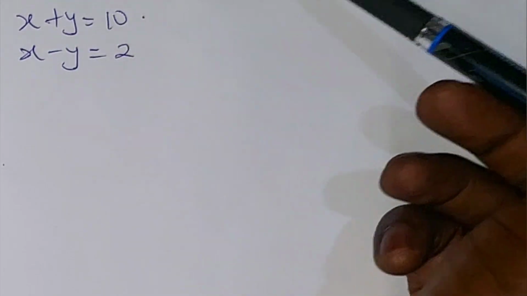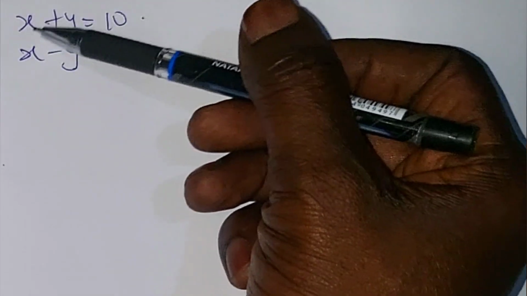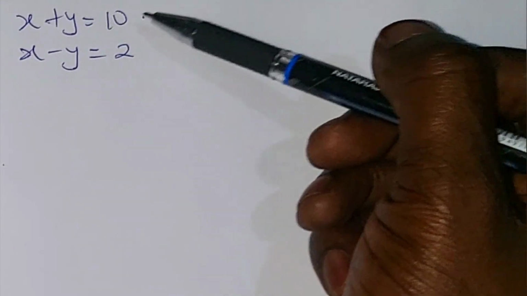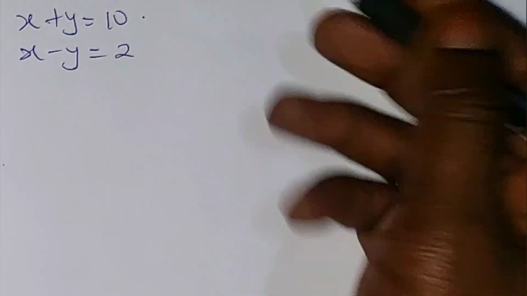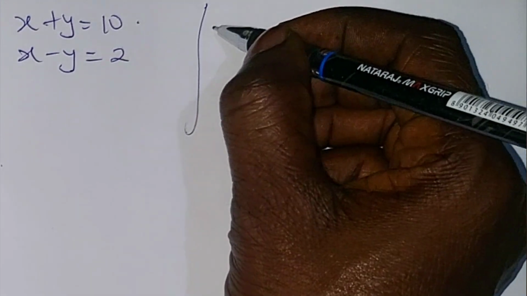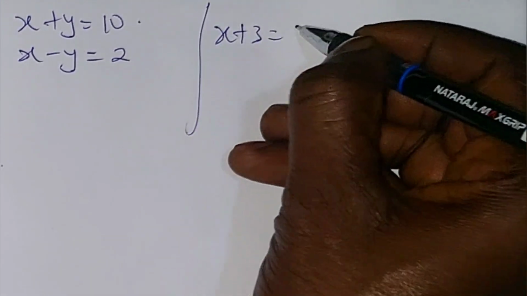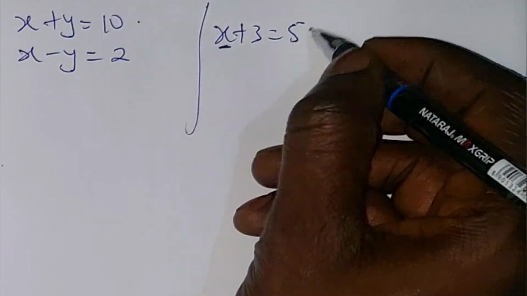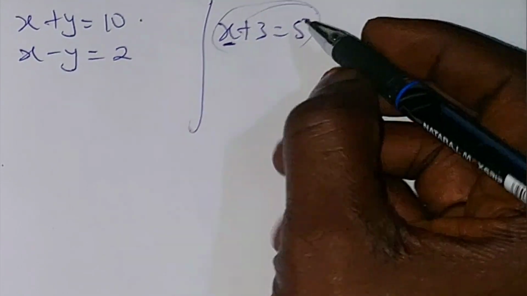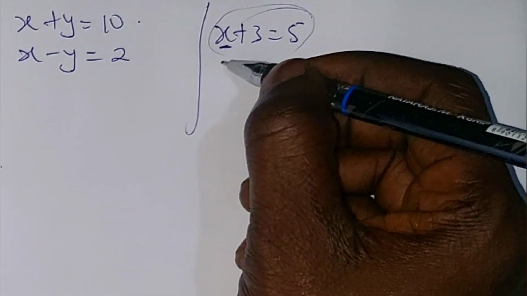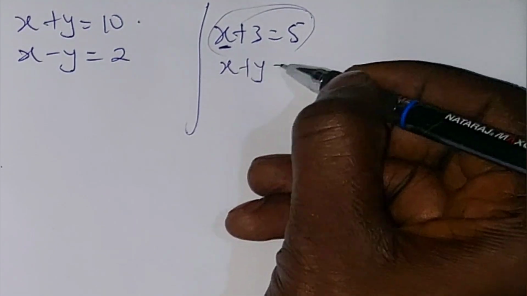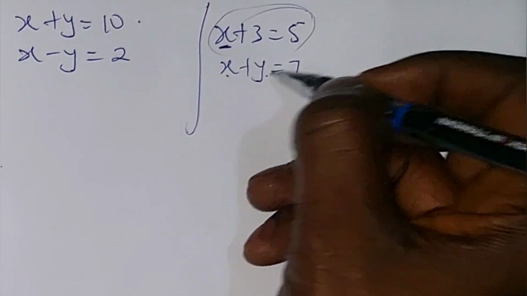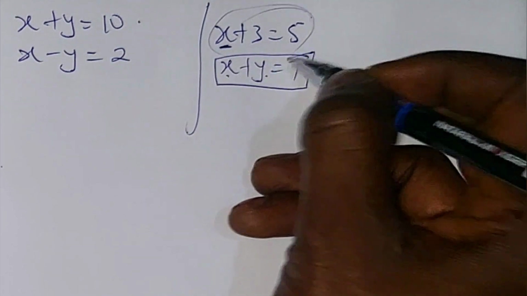In every equation, if there is one variable, you just need one equation to solve for that particular variable. For example, if you are given x plus 3 is equal to 5, because there is only one variable, you only need this one equation to solve it. But if you have x plus y is equal to 7, this is one equation and there are two variables. You can't just solve this equation alone.